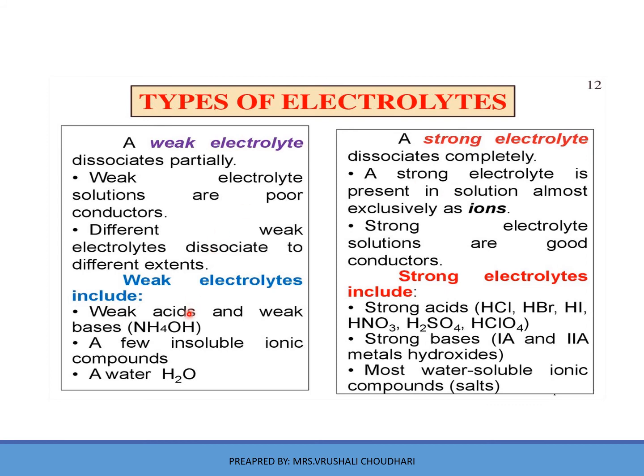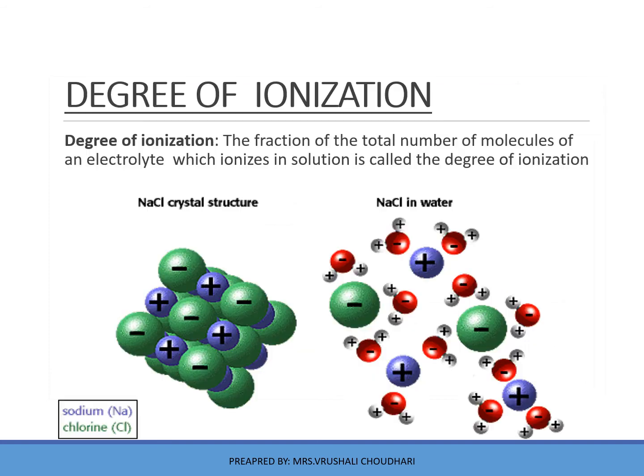Weak electrolytes include weak acids, weak bases, and some insoluble ionic compounds, like water. Strong acids, HCl, HBr, HI, nitric acid and sulfuric acid, belong to the strong electrolytes. Metal salts like sodium chloride are also called strong electrolytes.